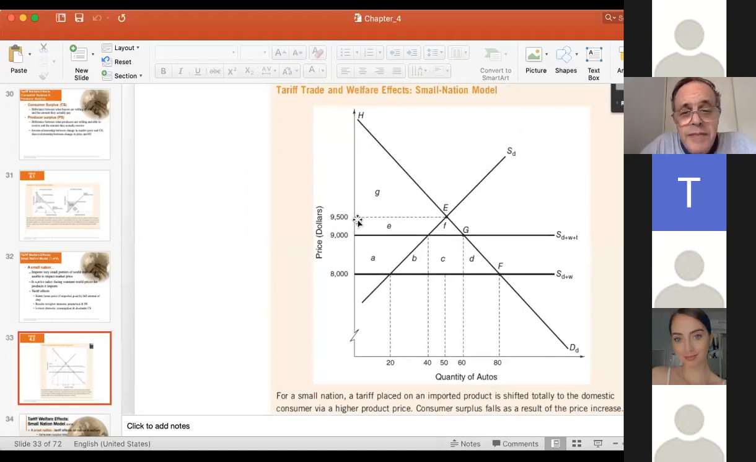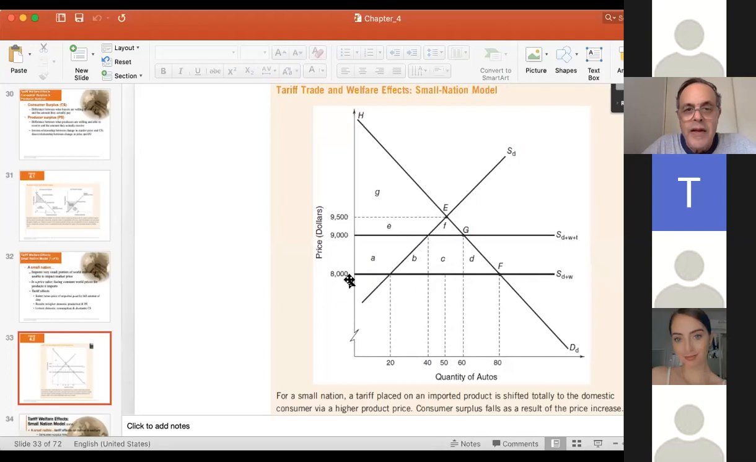9,500, and the quantity that will be bought and sold will be equal to 50. So this would be the autarky position. Now let's say the country decides to engage in trade, and when that happens, the world price is no longer 9,500, but it is only 8,000. This would be the world price.